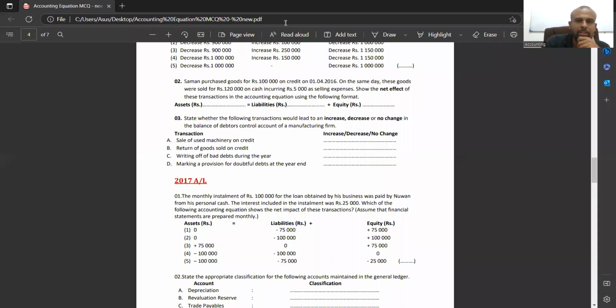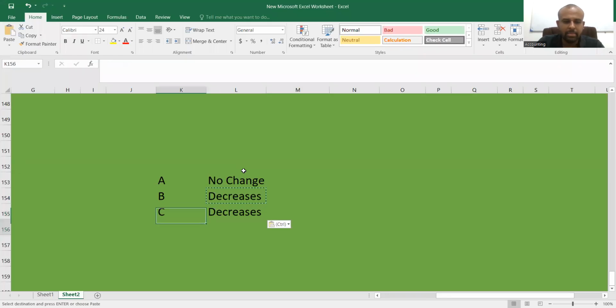Writing off the impairment losses. Puta, again, when you write off the impairment losses, debtor balance decreases. When we write off money that we were to receive, debtor balance decreases. You can say it decreases the debtor balance.